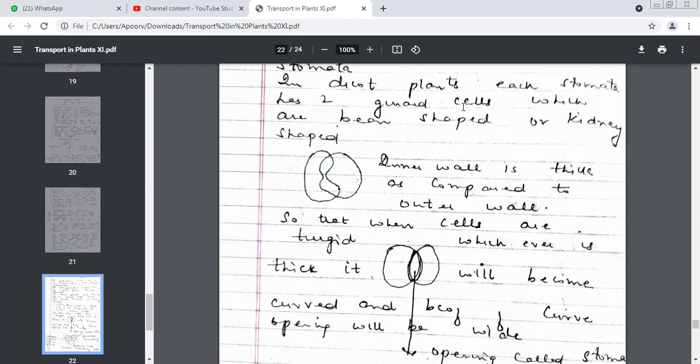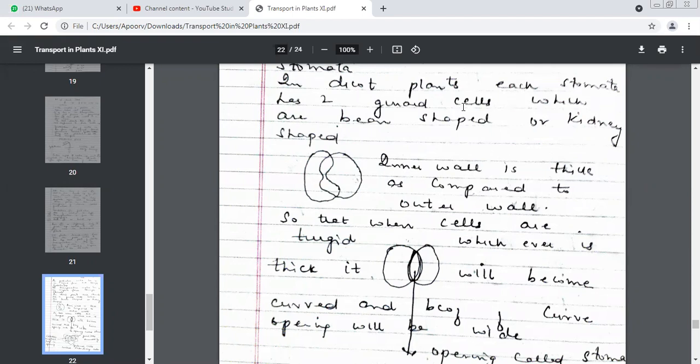So in dicot plants, let's talk about the stomata. What is the shape, bean shaped or kidney shaped? Let me do this first. In dicot plants, I'm taking first, not monocots. You know about guard cells? Yes, ma'am. Okay, now understand a little more about guard cells.